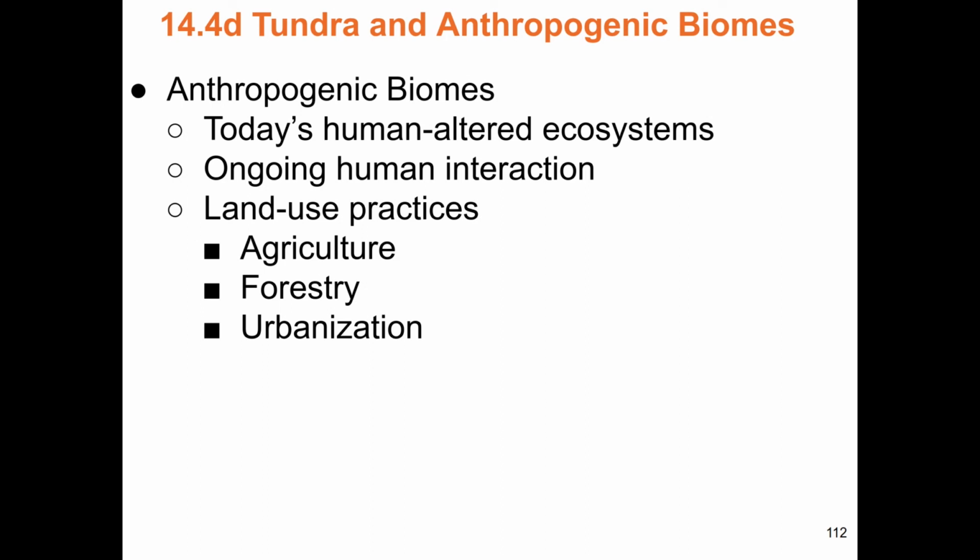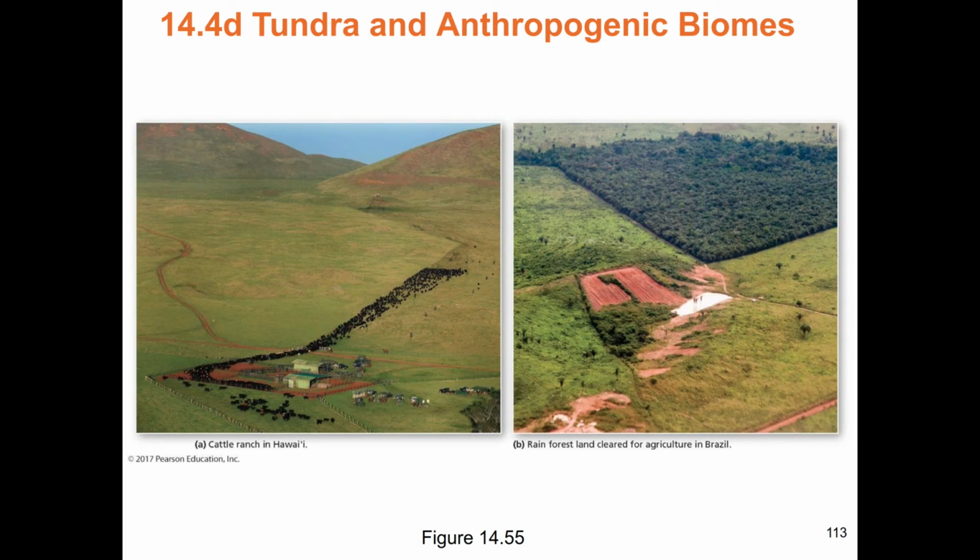Anthropogenic biomes are biomes that have been altered by humans, which is pretty much everything. Humans, we've cleared off habitat to make room for agriculture, forestry, cities, all those things. Cattle ranch on the big island of Hawaii, rainforest cleared for agriculture in Brazil. Humans have modified much of the planet, if not the entire planet.